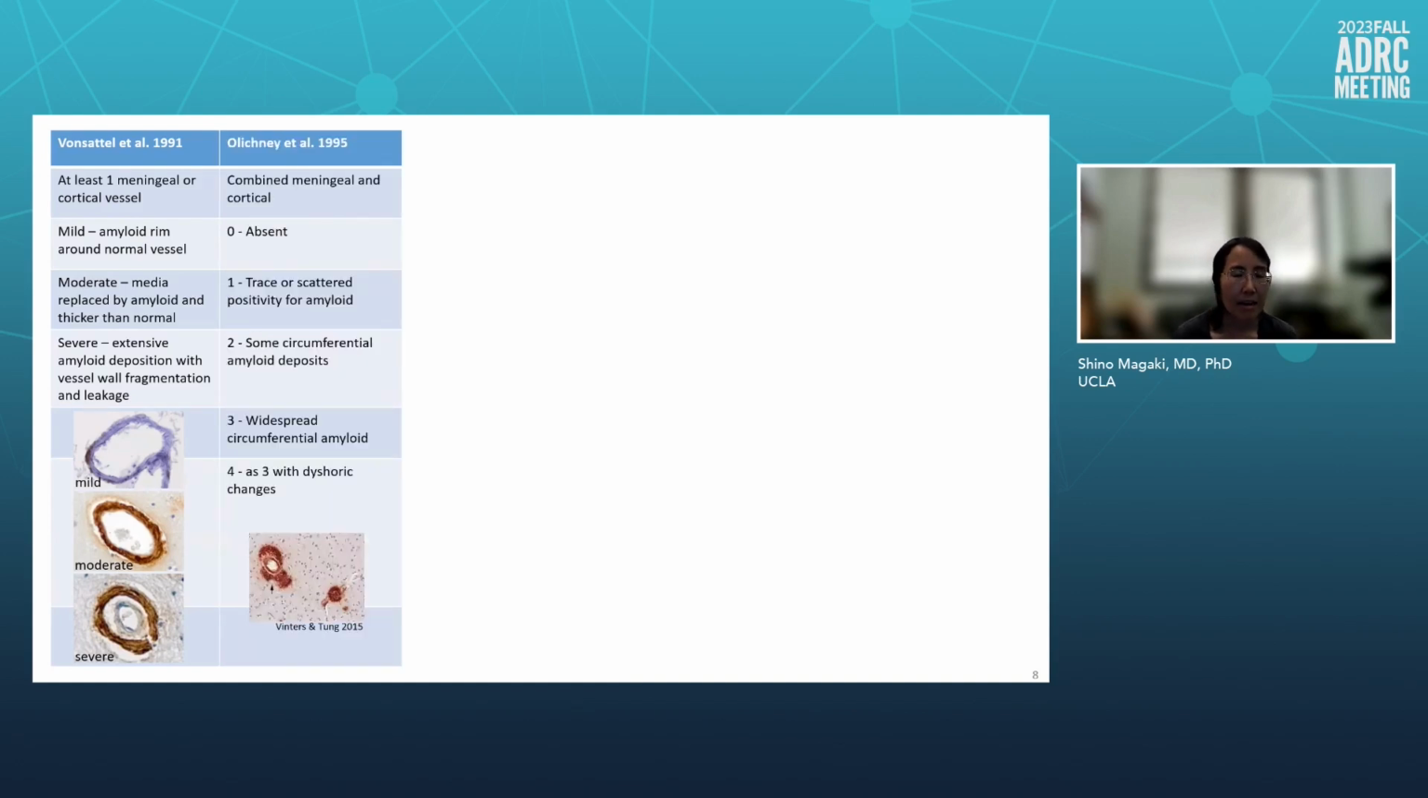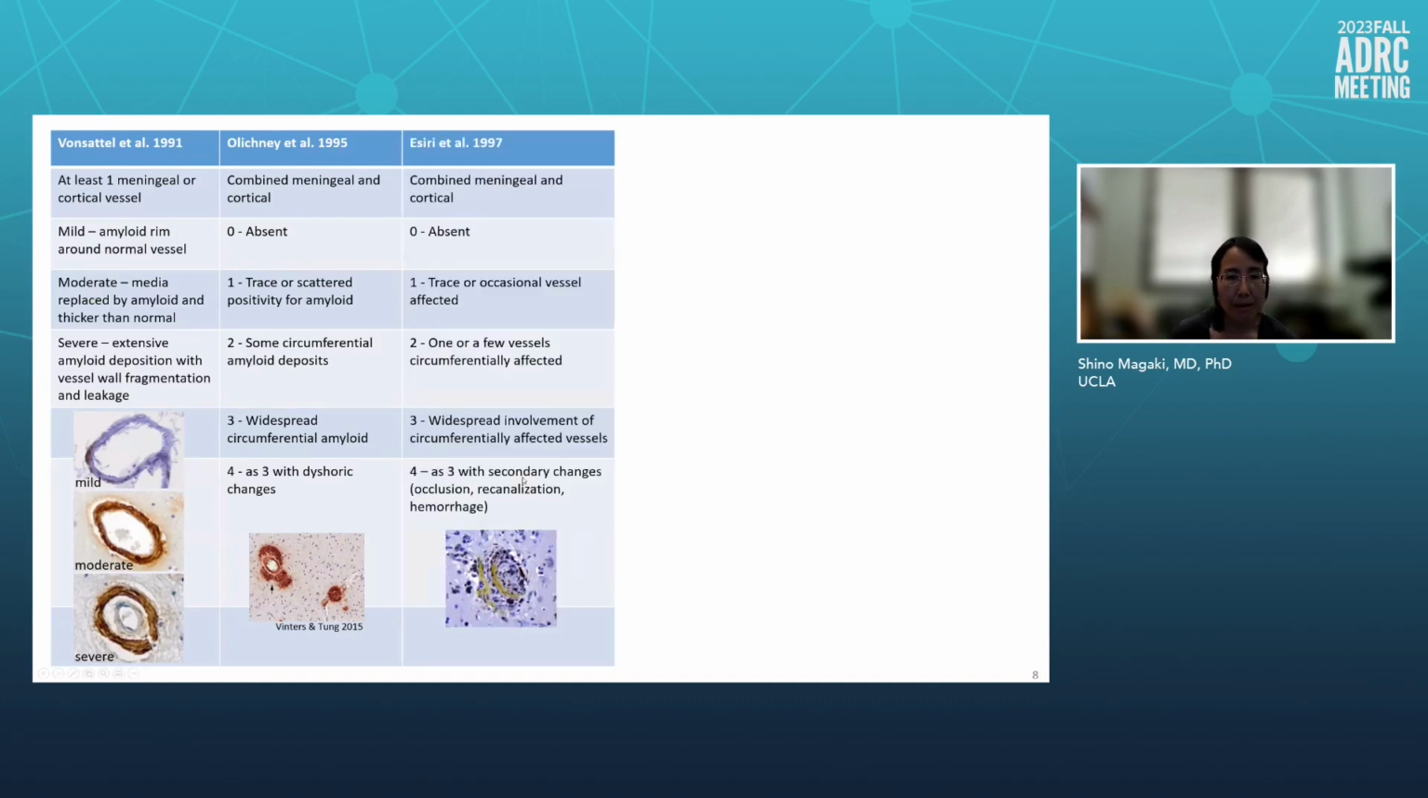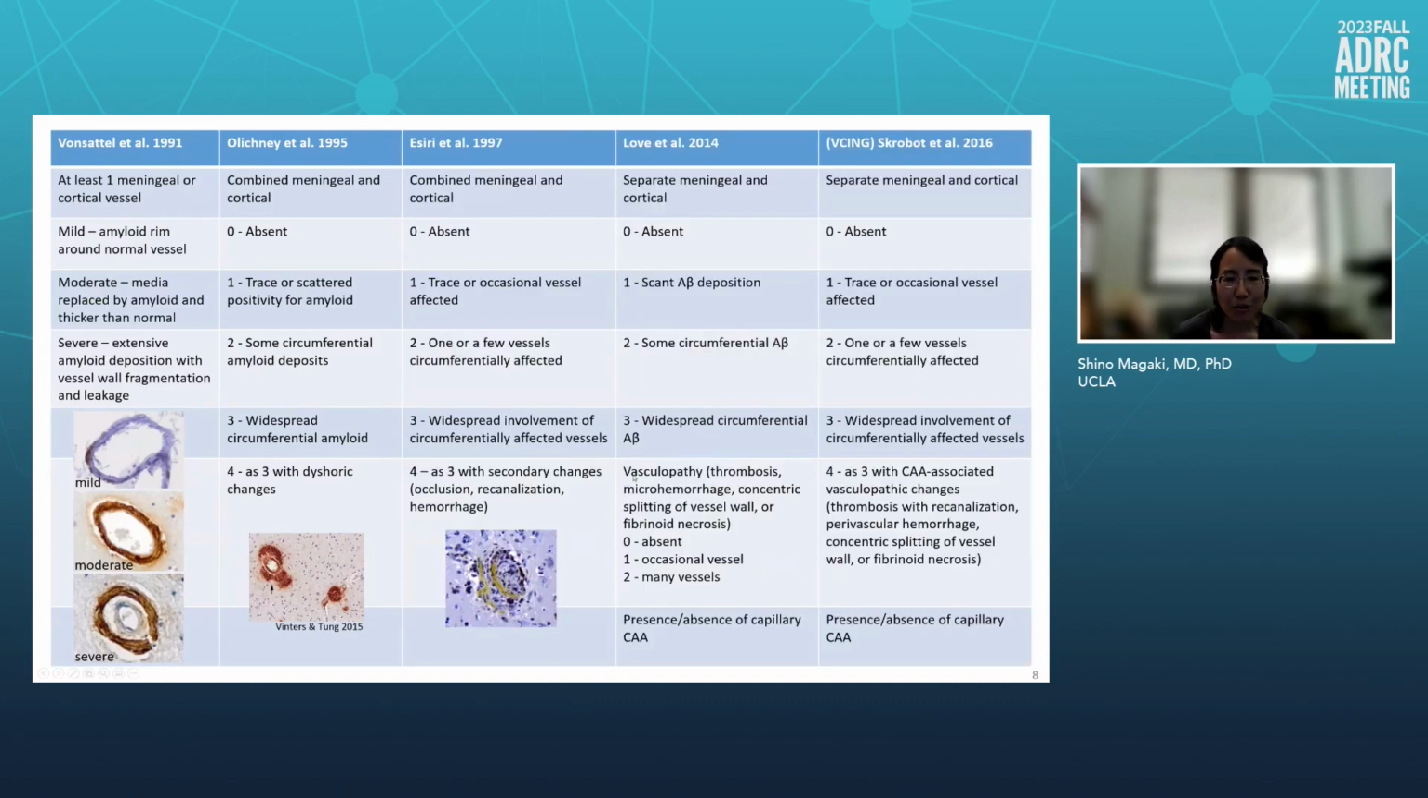Dr. Alikny and colleagues developed a 0 to 4 grading scheme based on the distribution of amyloid-affected vessels throughout 3 lobes and the hippocampus, with 4 including changes that they term dysphoric changes, or A-beta immunoreactivity extending into the neuropil. Subsequent schemes have ranged from 0 to 3 or 0 to 4, depending on whether the vasculopathic changes were included in a higher grade or assessed separately. But Dr. Love's group was the first to separately categorize capillary CAA.